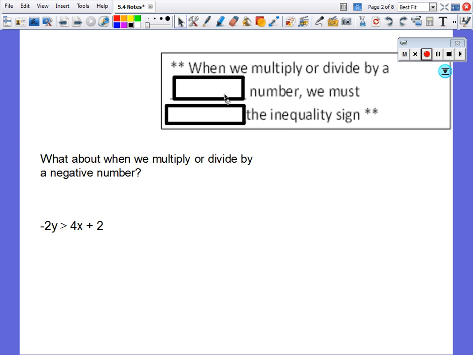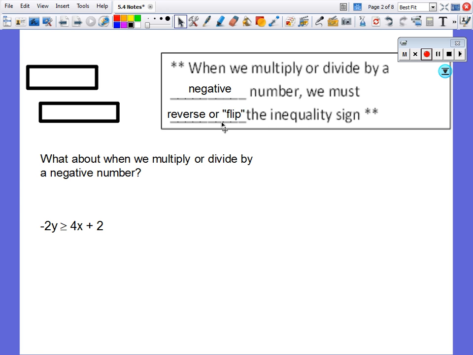Now, here's what you have to remember. When you multiply or divide by a negative number, you must reverse or flip the inequality. So what about when we multiply or divide by a negative number? Let me show you that one.